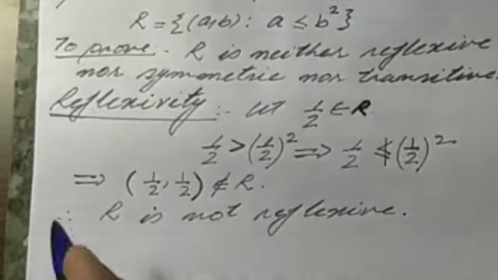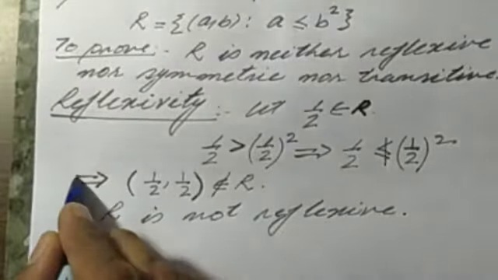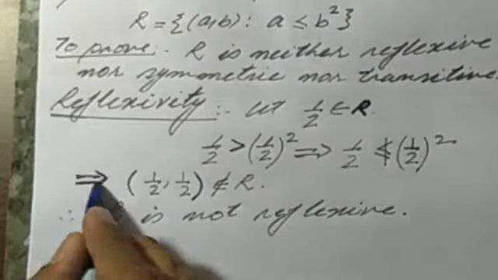Though we may give many other examples, 1/3, 1/4, 1/5, it is sufficient to give only one example of a number which is not related to itself, because it is necessary that each and every element of the domain is related to itself. So even if only one element is not related to itself, the relation may not be reflexive.